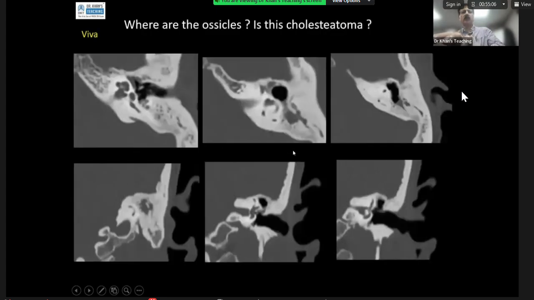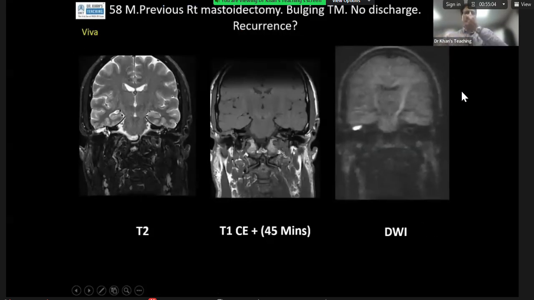This one, I think you have already done. Okay. Now, this is a new world. What is happening here is the patient has got a right-sided mastoidectomy. Is there a recurrent cholesteatoma?